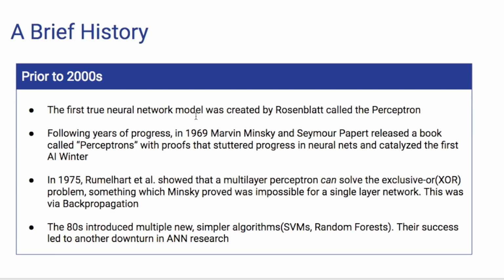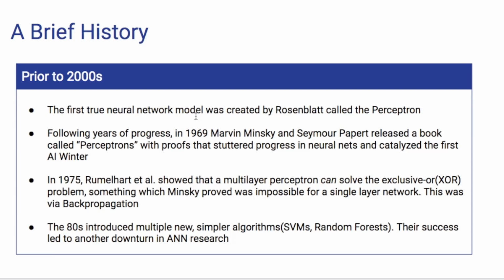Right, so the first neural network was a model created by Rosenblatt. It's called the perceptron. It's the simplest connectionist model. It consists of one input layer, one hidden layer, and one output layer, typically with one output neuron, but multiple are still considered a perceptron.